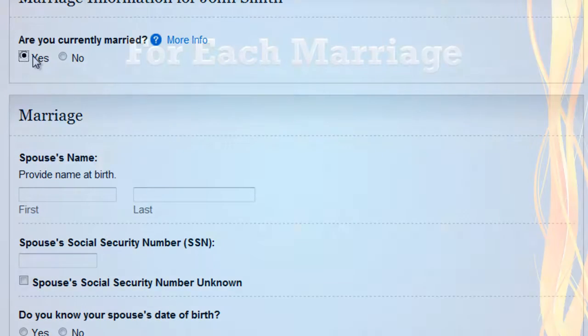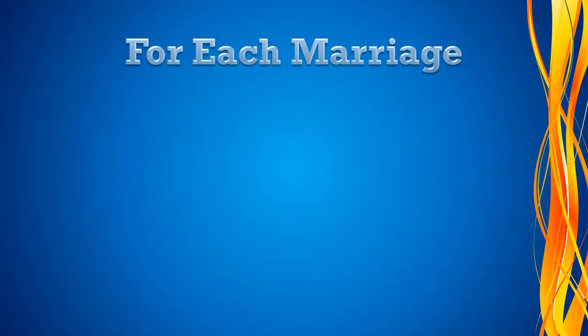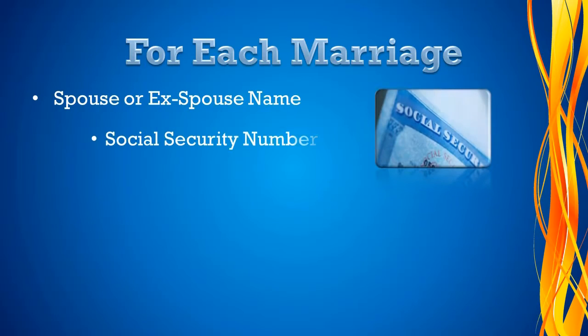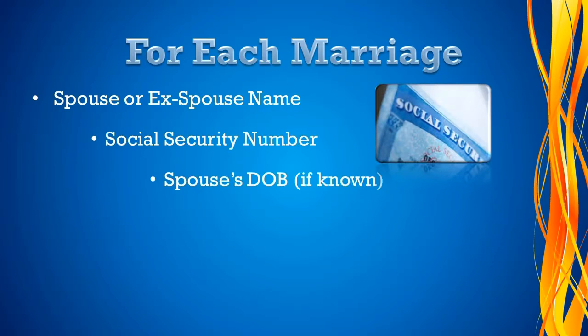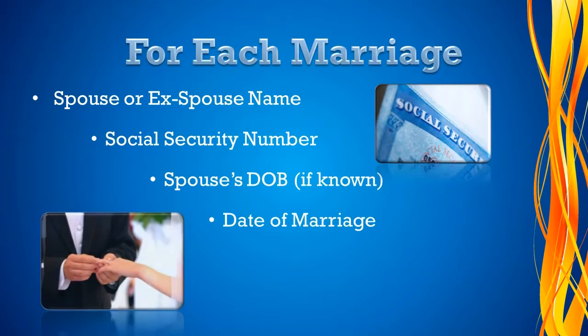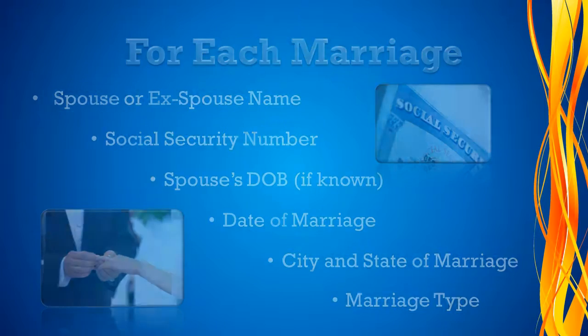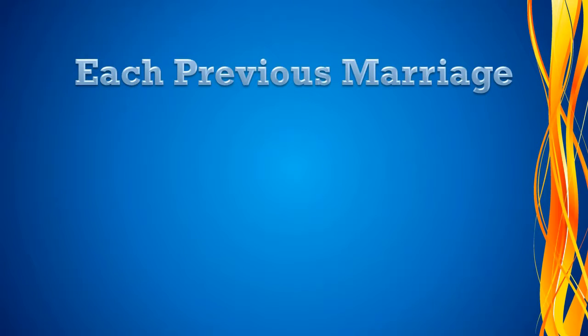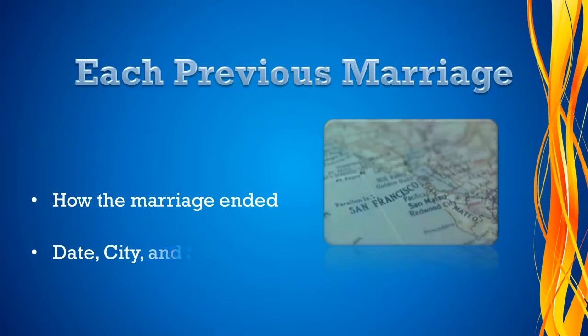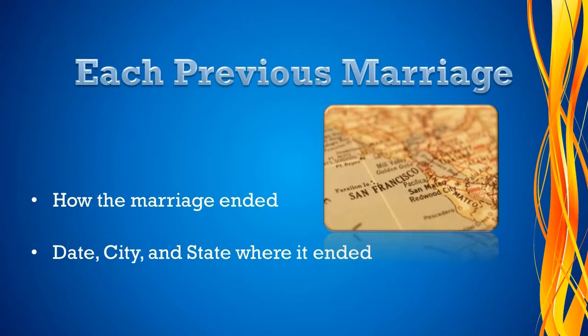When answering questions regarding your current and prior marriage, you'll need the following information for each: spouse or ex-spouse name, Social Security number. Do you know spouse's date of birth? Date of marriage, city and state of marriage, marriage type. For any previous marriage, you'll also need to provide how the marriage ended, divorce, annulment, death, as well as the date, city, and state where the marriage ended.